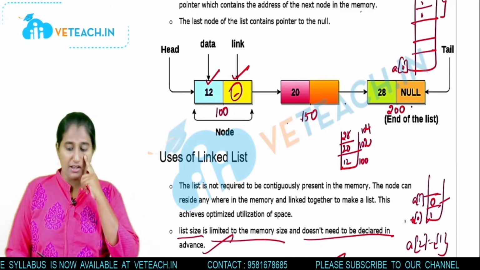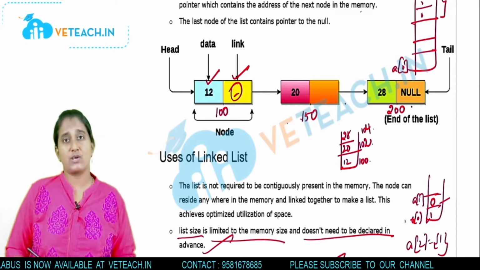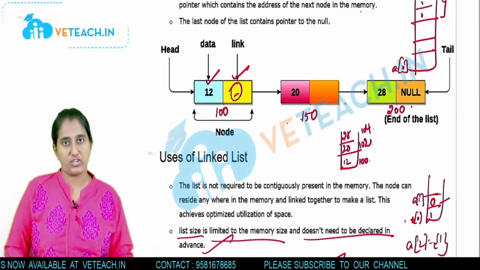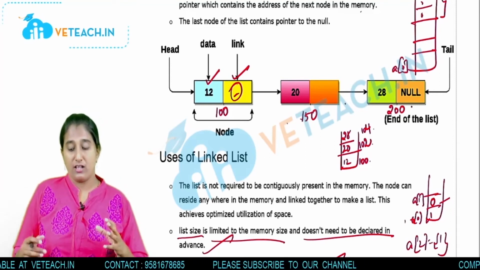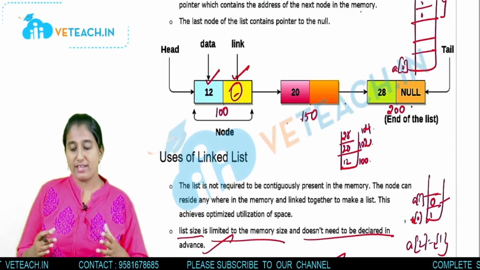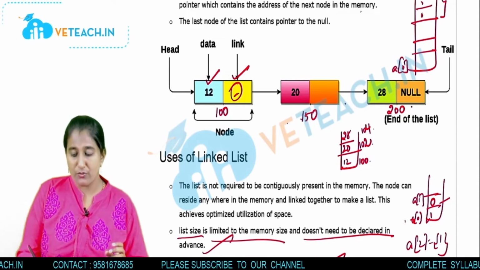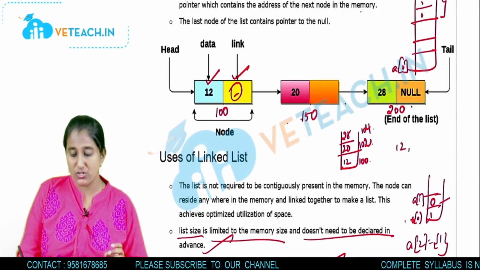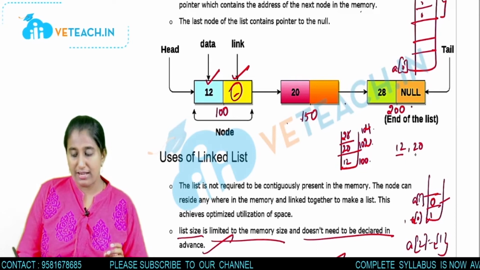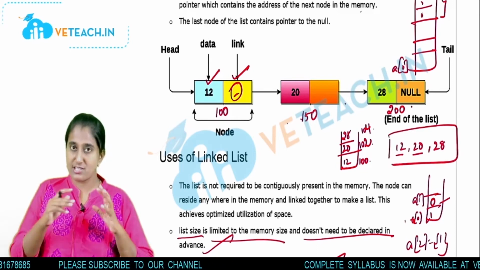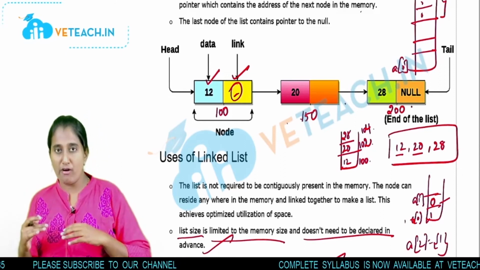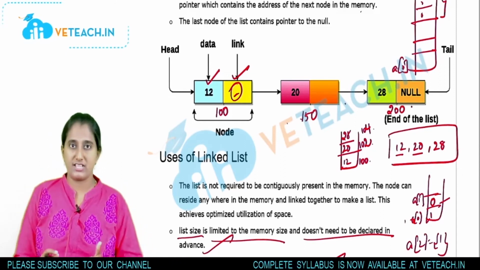So you can see here the memory locations are in sequential order. The elements are placed sequentially, isn't it? Here in a linked list, we are going to store the elements. So you can see 12, 20, 28 are sequential. After 12, what element have we stored? 20. After 20, what element have we stored? 28. This is the order. So the same order we are going to represent in the linked list.